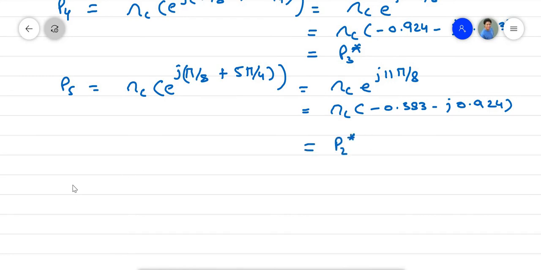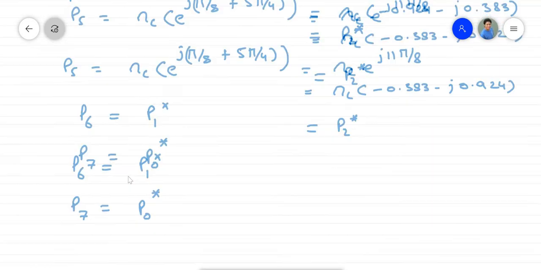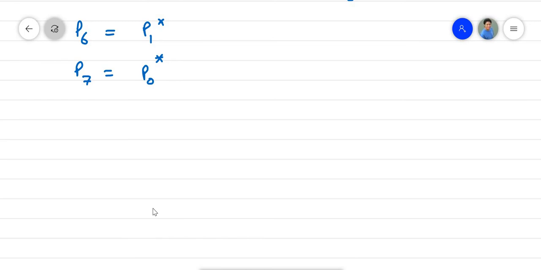Similarly, if we find out P6, it will be the complex conjugate of P1, and if you find out P7, it will be the complex conjugate of P0. You can try yourself and see if these relations hold. Now we will sketch these poles in the j omega axis and sigma plane.